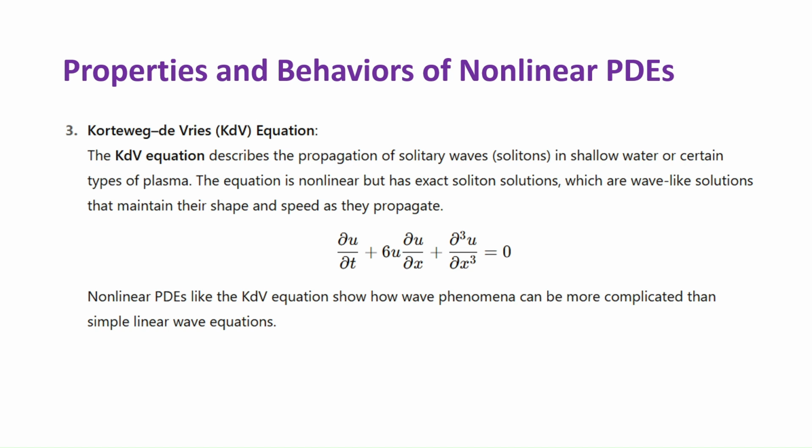KdV equation. It describes the propagation of solitary waves in shallow water or certain types of plasma. The equation is nonlinear but has exact soliton solutions, which are wave-like solutions that maintain their shape and speed as they propagate. Nonlinear PDEs like the KdV equation show how wave phenomena can be more complicated than simple linear wave equations.